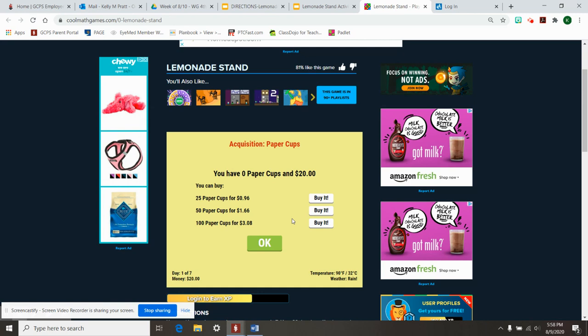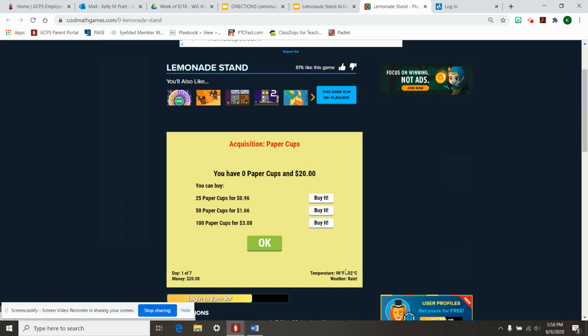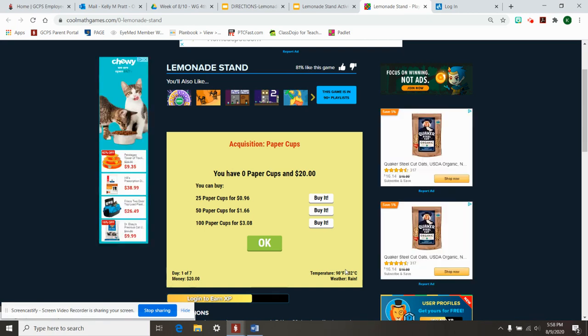But let's think about what it said at the beginning. We need to make sure we check our temperature. Look at this, guys. It's 90 degrees, but they're calling for rain. So even though it's really, really hot, they're still calling for rain. So we need to be on the warning side that they may not buy any. But I'm going to go ahead and try. I'm just going to stick in the middle, and I'm going to buy 50 cups for $1.66.